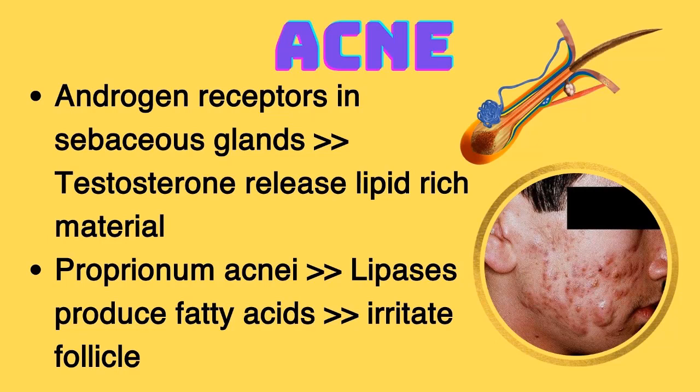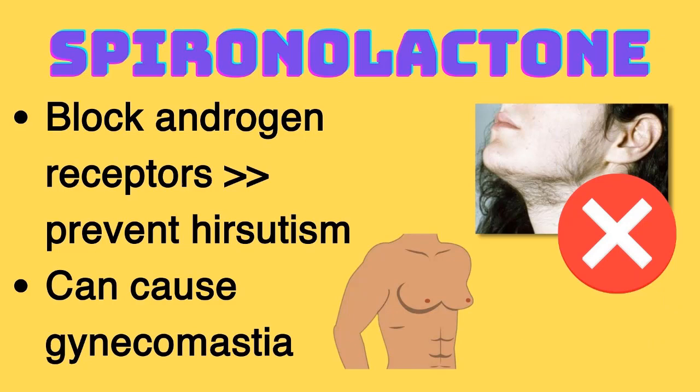Who can tell me the name of the drug that can be used in preventing hirsutism? Very good. Spironolactone, the same drug that you can use to block aldosterone, is excellent for treating hirsutism because it blocks the androgen receptors. That is correct. If that's true, then what other thing can spironolactone do in a male? Gynecomastia. Very good. Very good. Trevor did a good job.